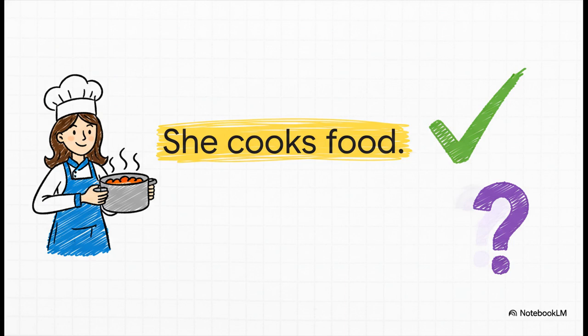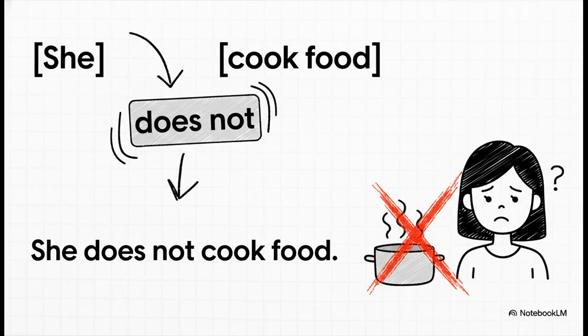Okay, let's give it a try. We'll take a positive sentence we already know how to make. She cooks food. Easy, right? Now, how do you think we'd flip that to make it negative? Boom, just like that. We slide does not right in between the subject she and the verb cook. So the sentence becomes, she does not cook food. We just popped in two little words and completely changed the meaning.